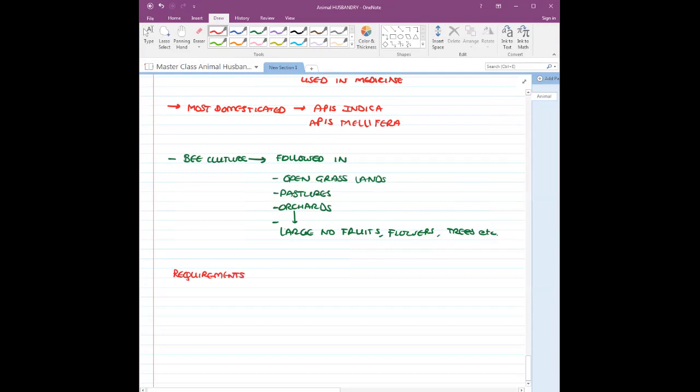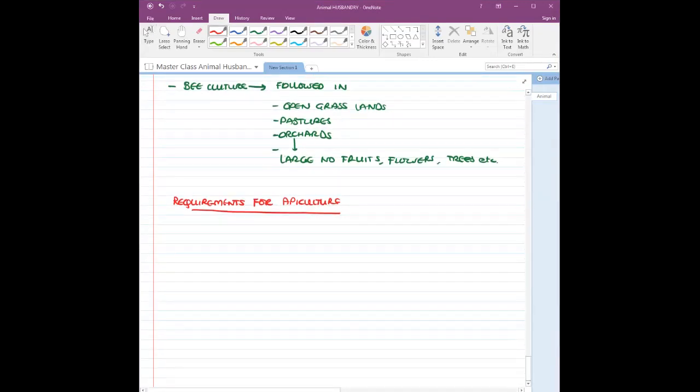I'm sure you have seen this thing. What are the requirements for apiculture? You must have seen the apiculture boxes. What we are going to require is the beehive boxes. The most important thing is that these boxes come in different types. We have different things, but let me give you a basic plain idea.